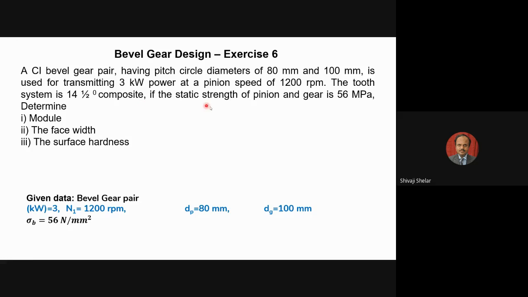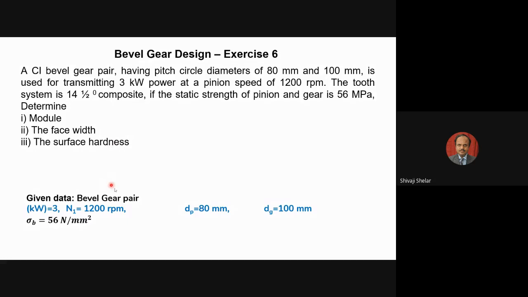They have given the material property also in the problem, that the static strength of the pinion and gear is 56 megapascal. So this is the strength given. So this is the bending strength value, 66 Newton per millimeter square. So you have to determine what is the module required here, the face width and the surface height.